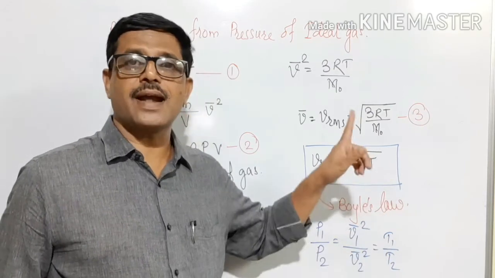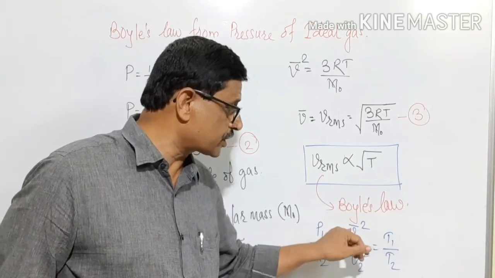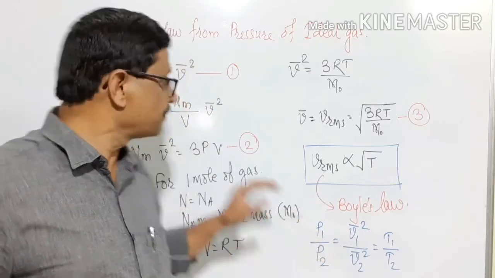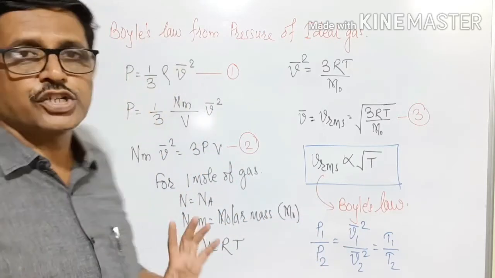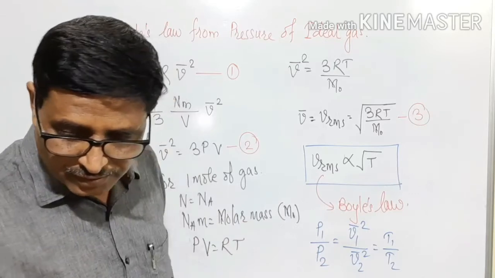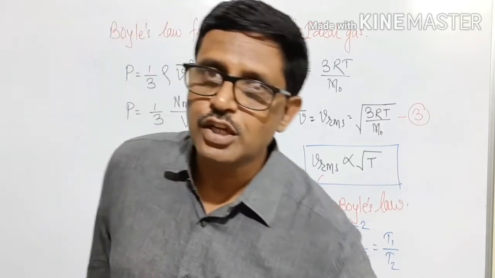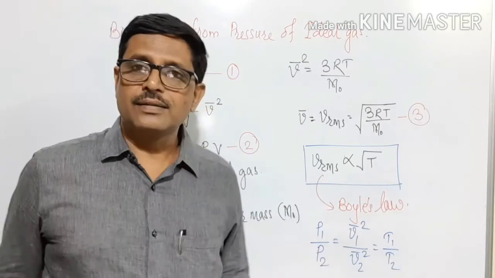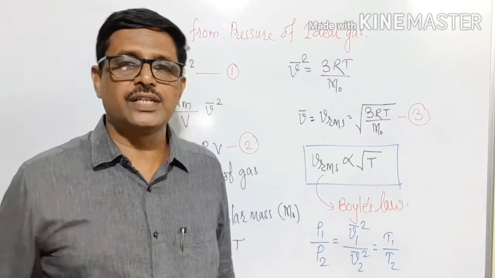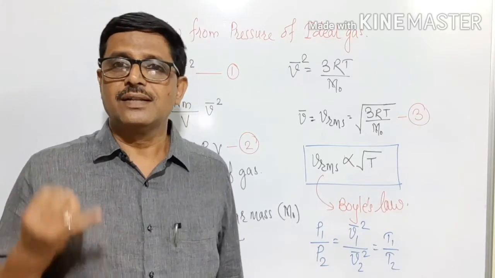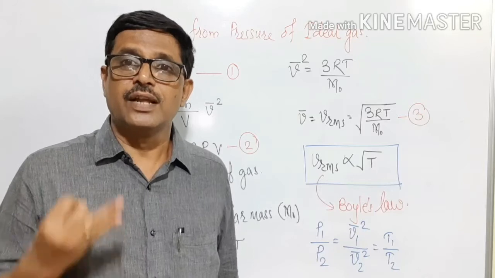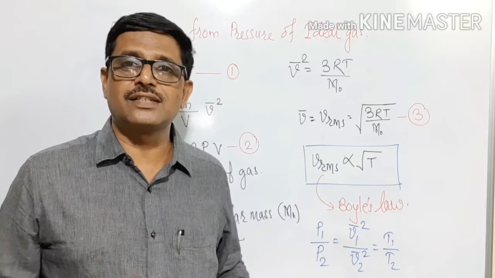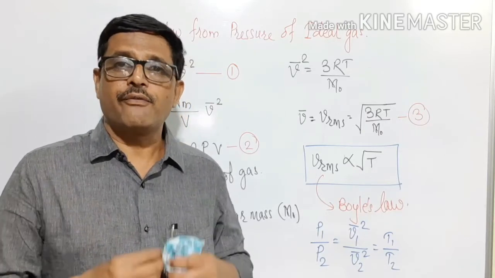Absolute temperature decides mean square velocity. Absolute temperature also decides the pressure exerted by the gas. Like this, these parameters, temperature, pressure, and the mean square velocity are related to each other. With increase in temperature, there is increase in RMS velocity. With increase in RMS velocity, there is increase of pressure. This is the thing that is to be remembered very clearly.